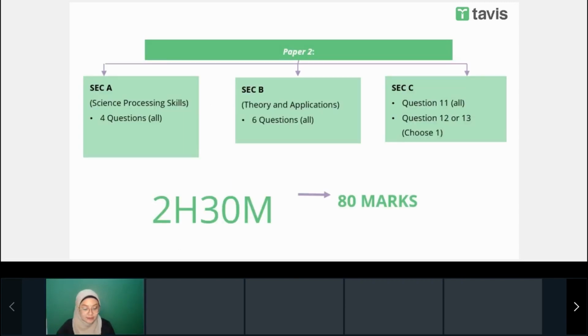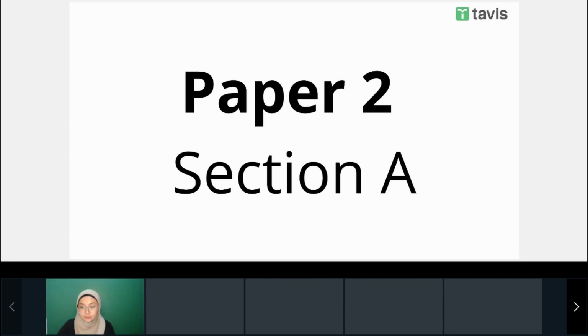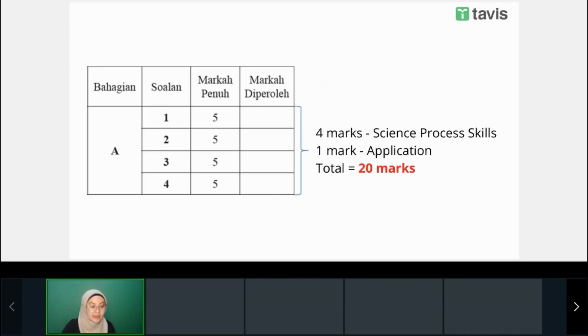Okay, let's see a question from Paper 2. Paper 2, Section A.